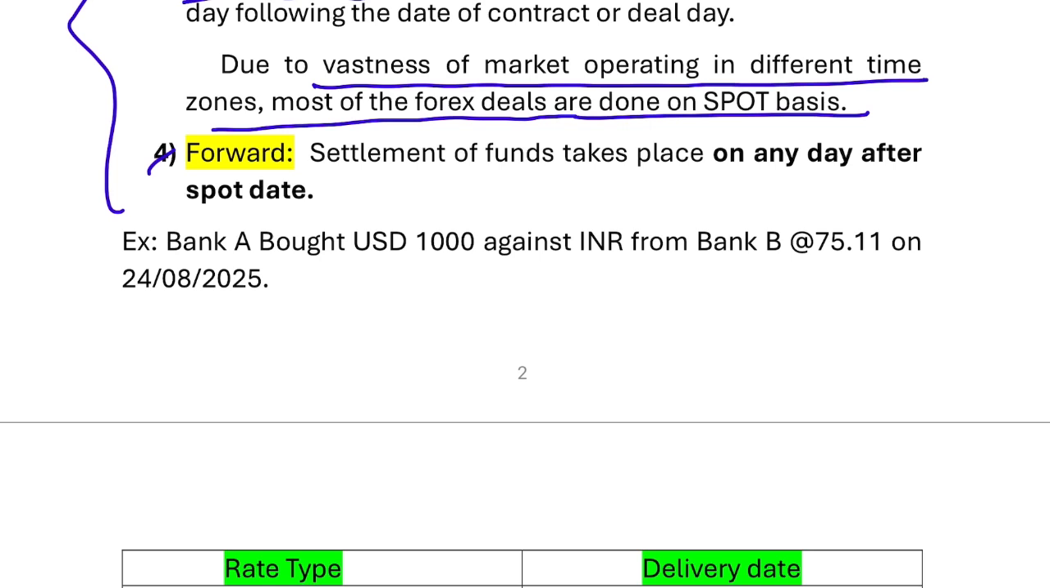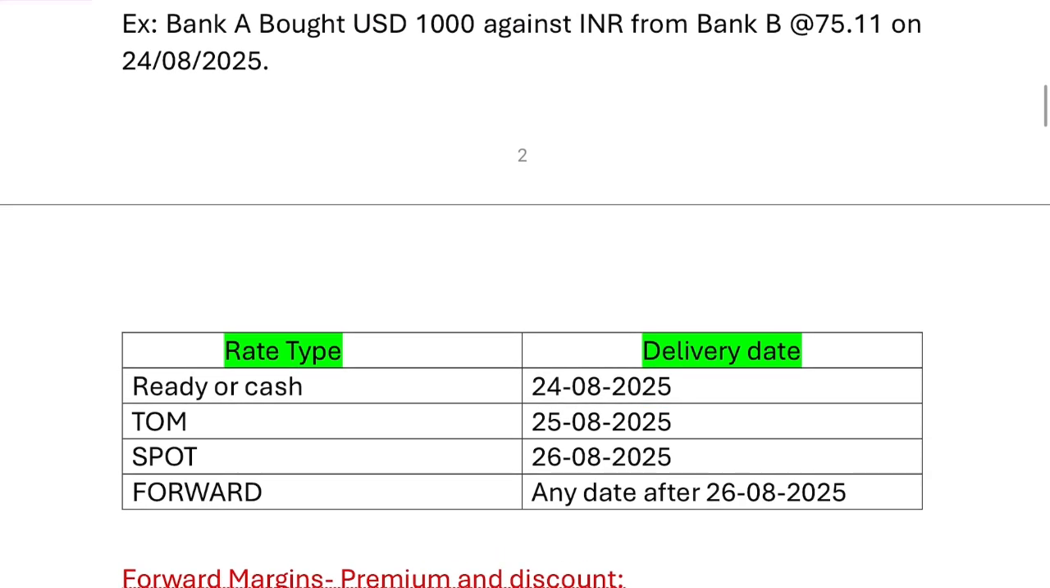That may be forward rate. Whatever date beyond the spot rate is called forward rate. It means settlement of funds takes place on any date after the spot date. I have taken one example here. See, Bank A bought US dollars 1000 against INR from Bank B at a certain rate.